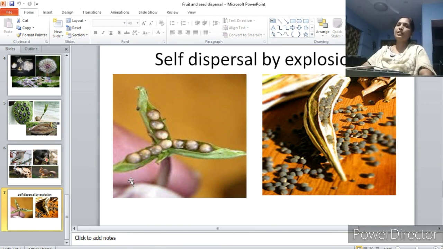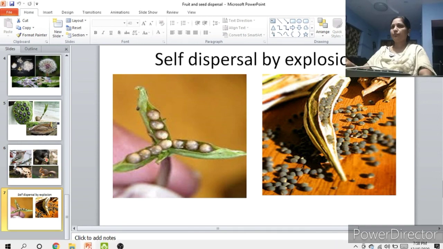So your homework is to collect some more seeds which can disperse by the explosion process, by animals, by water and by wind, and also draw the diagram of the parts of a seed.